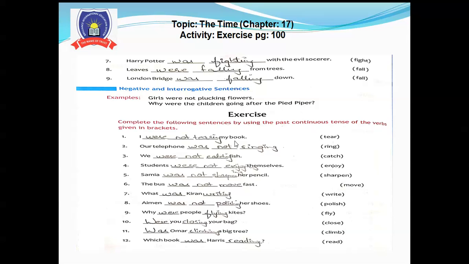You have to make negative and interrogative sentences, okay? Girls were not picking flowers. Why were the children going after the pied piper? So this is an interrogative type sentence. Exercise is given. Complete the following sentences by using the past continuous of the verb given in the blank. Okay? So you have to complete them.